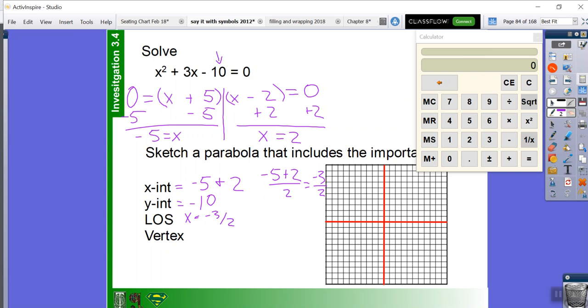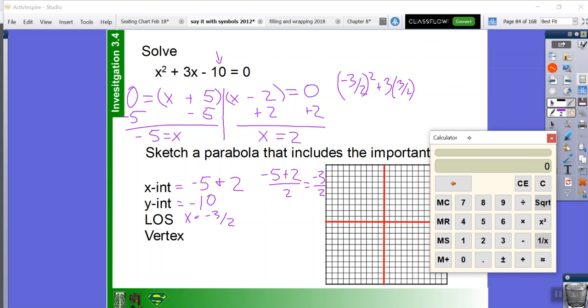And then to find the vertex, we are just going to plug in negative 3 over 2 back into the original equation. So we've got negative 3 over 2 squared plus 3 times negative 3 over 2, and then minus 10. So negative 3 times negative 3 over 2 is negative 1.5. So we're going to take negative 1.5 times itself to find the square.